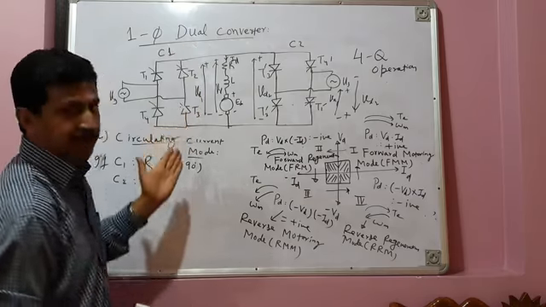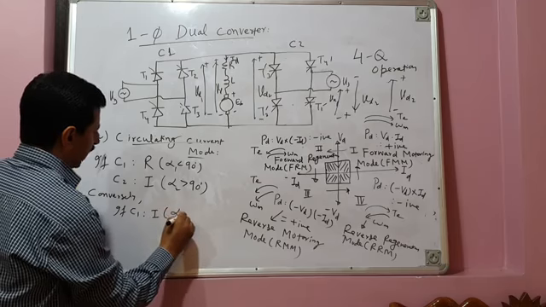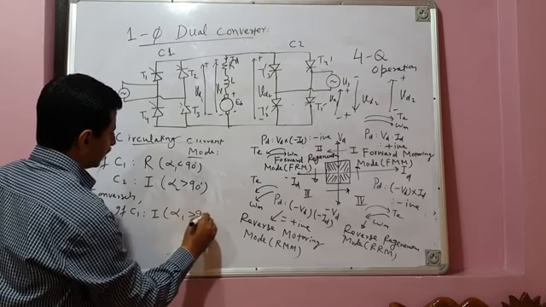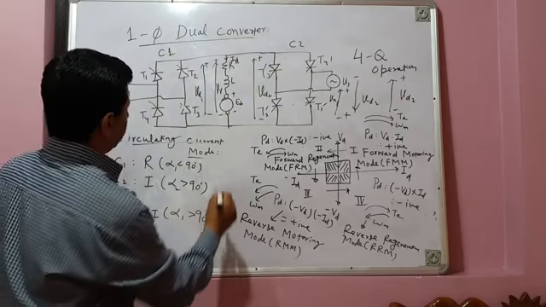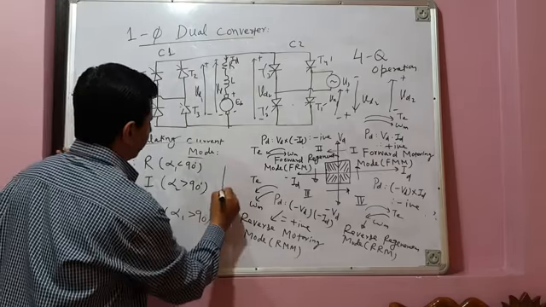Conversely, if your converter 1 operates in the inversion mode, that is alpha 1 is greater than 90 degrees, its average output voltage is plus minus like this, VD1. What should your converter 2 operate as? It should operate in the rectification mode. So converter C2 should operate in the rectification mode, alpha 2 less than 90 degrees.